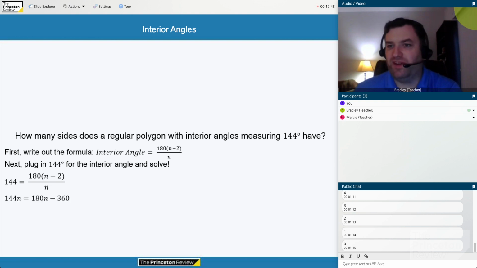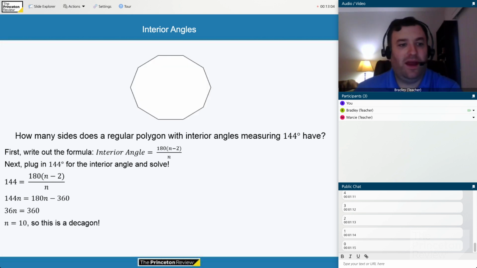So multiply both sides by n, because I hate fractions and don't want to deal with them, to get 144n equals 180n minus 360. So when we play with that algebra a little bit, 36n will equal 360, and n will equal 10, so we're looking at a decagon, which is a 10-sided figure.